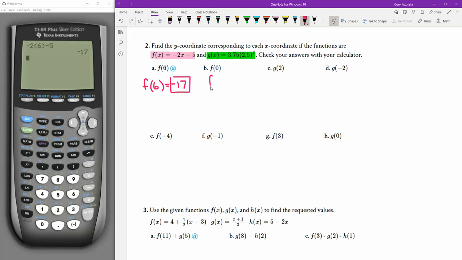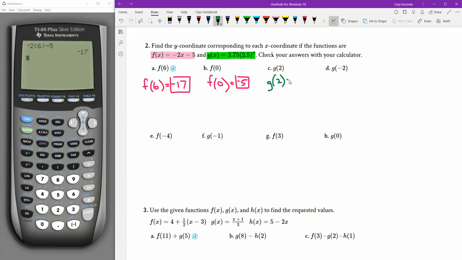What about the value of function f at input 0? Don't we know that's going to be -5? I think we can use some mental math there, can't we? 0 times -2 is 0, minus 5 is -5. That's also known as the y-intercept. G of 2.